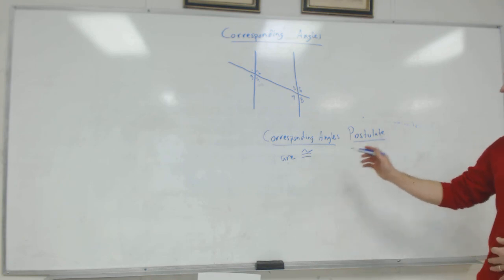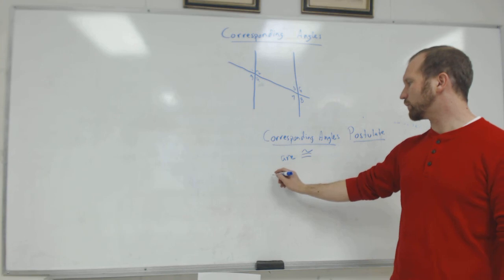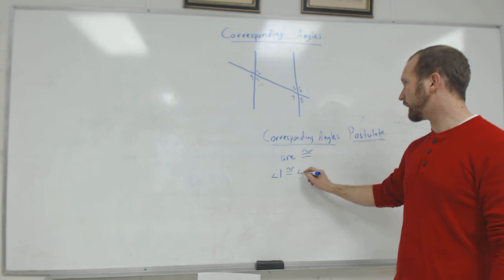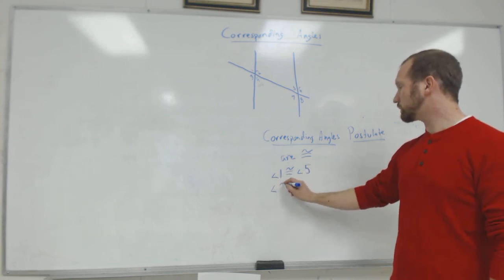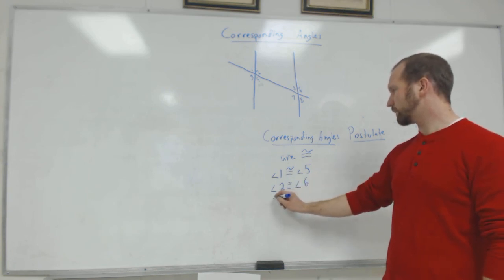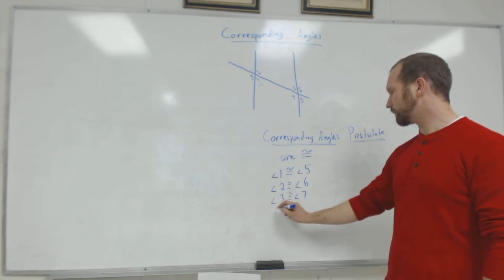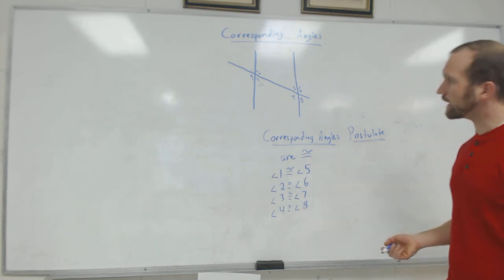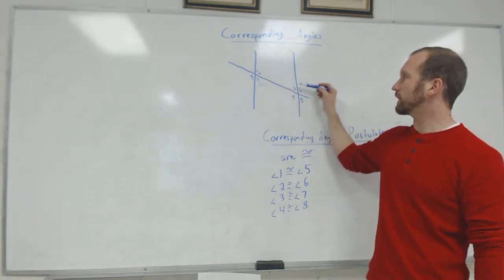So corresponding angles postulate, corresponding angles are congruent. So for example, angle 1 is congruent with angle 5. Or angle 2 is congruent to angle 6. Angle 3 is congruent to angle 7. And angle 4 is congruent to angle 8. In this diagram. Because they're in the same place relative to that transversal.